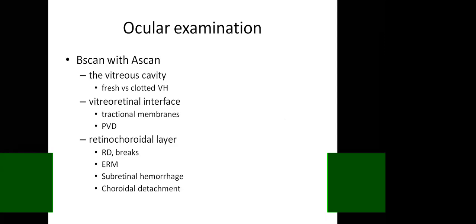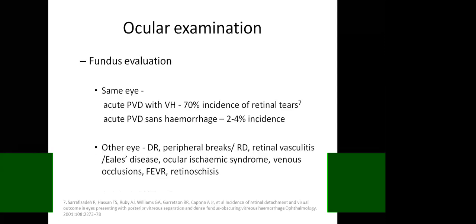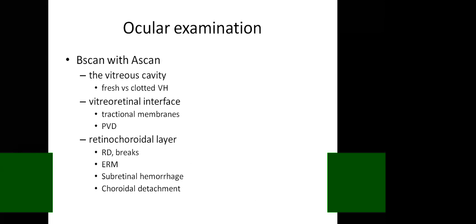So once you're done with your examination, basically you need to examine the presenting eye as well as the other eye really thoroughly. Then in an eye with dense vitreous hemorrhage, you want to do a B scan, and with the B scan, kinetic scanning, and the A scan. The things you want to be looking at are the vitreous cavity, the vitreoretinal interface, and the retinochoroidal layer.